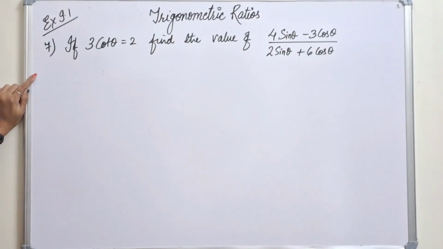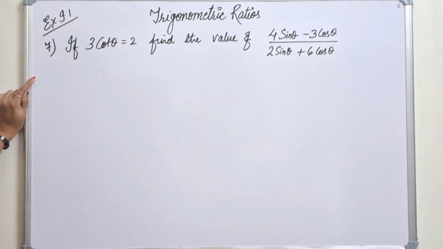We will start with question number 7. If 3 cot theta is equal to 2, find the value of (4 sin theta minus 3 cos theta) upon (2 sin theta plus 6 cos theta).